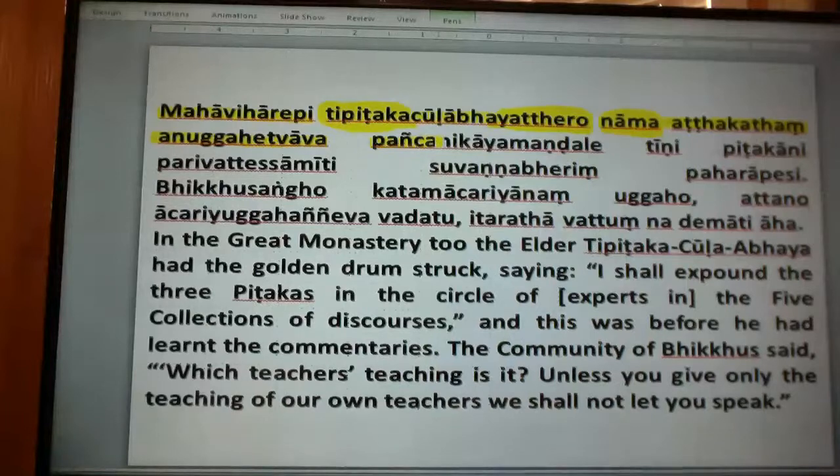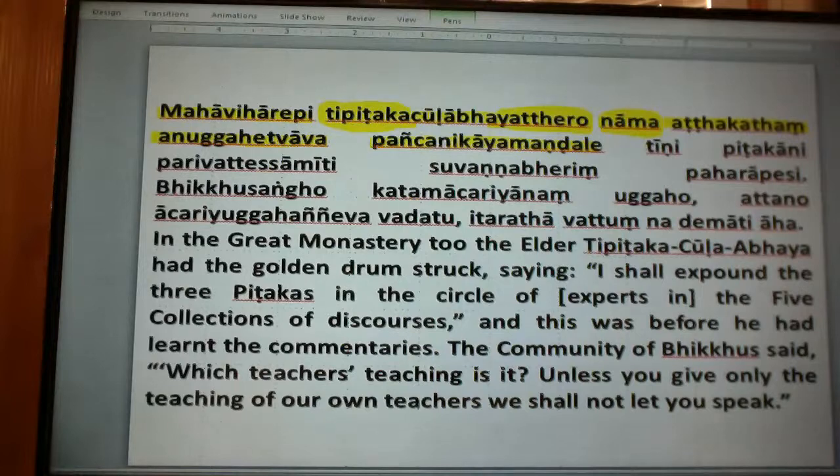Pancha means five. Pancha Nikaya Mandali. Nikaya is how we mention the teaching of the Buddha. We mention it in two different ways. One is the three baskets, Vinaya, Suttas, and Abhidhamma. Another way is five groups. We call it Nikaya. Nikaya is a collection of the Buddha's teaching.